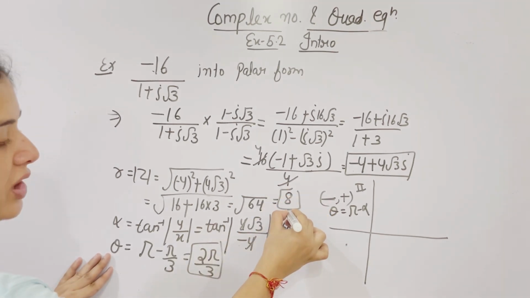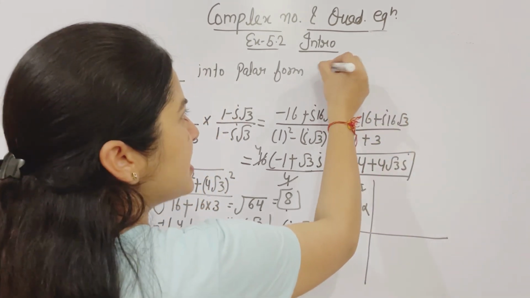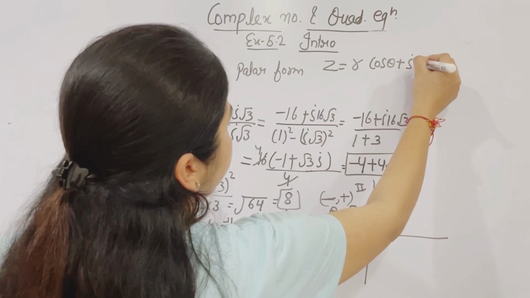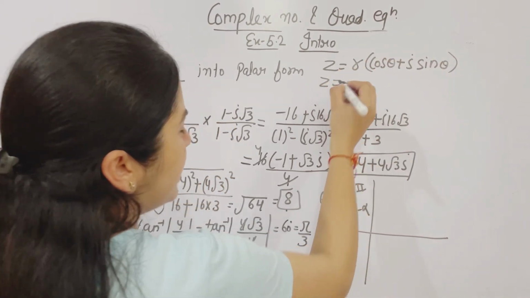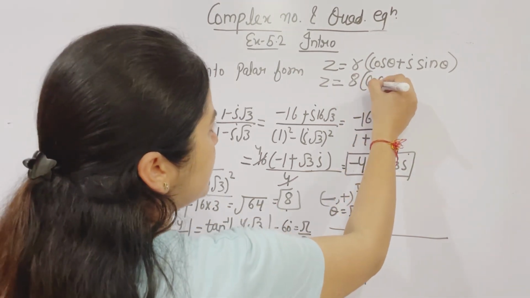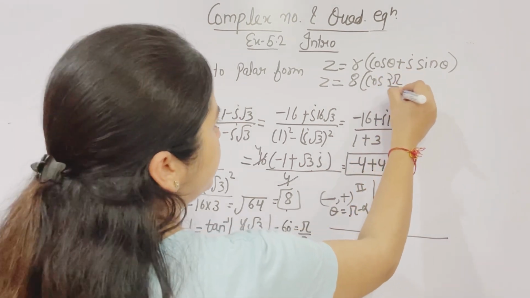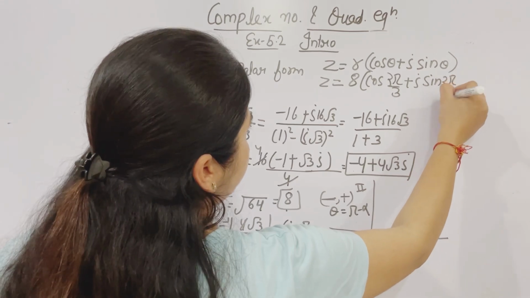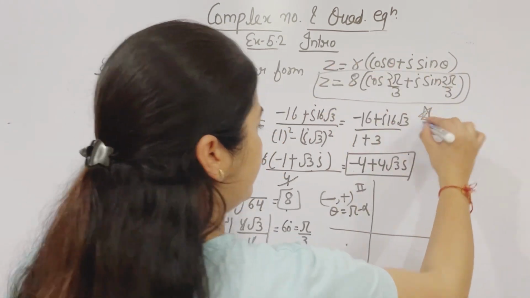This is the modulus, this is the theta, and the complex number will be changed in polar form by putting the r's and theta's value. R is 8 and theta is pi minus pi by 3, 2 pi by 3. That's it.